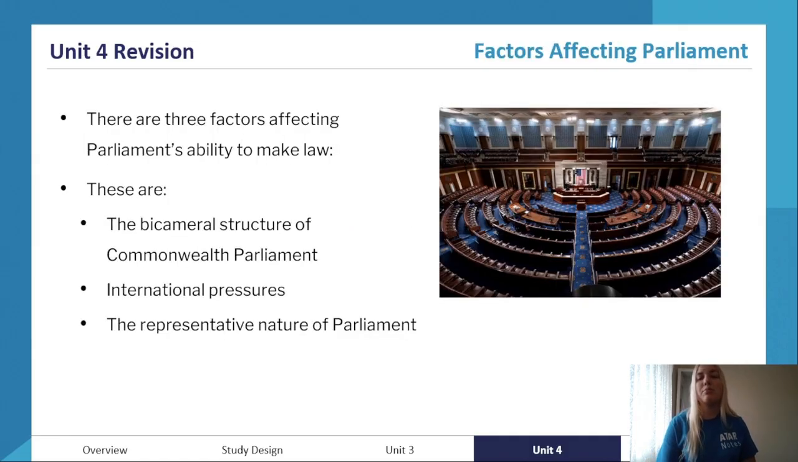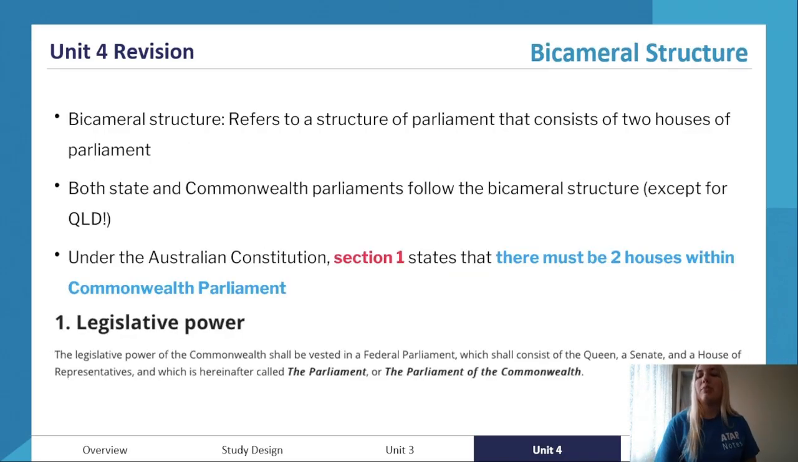Now, the factors affecting Parliament's ability to make law are its bicameral structure, international pressures, and the representative nature of Parliament. And these 3 you need to know. The bicameral structure refers to the fact that Parliament consists of 2 houses, an upper and a lower house. This is an important protection because it ensures that the bills that we want to pass are heard and passed by both houses. Because if it was just the lower house where the government party is, they have the majority there and they could just pass the bill, so they could pass any laws they want.